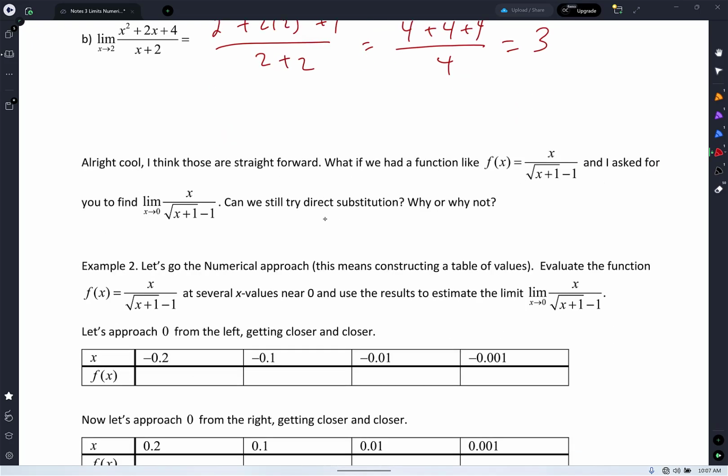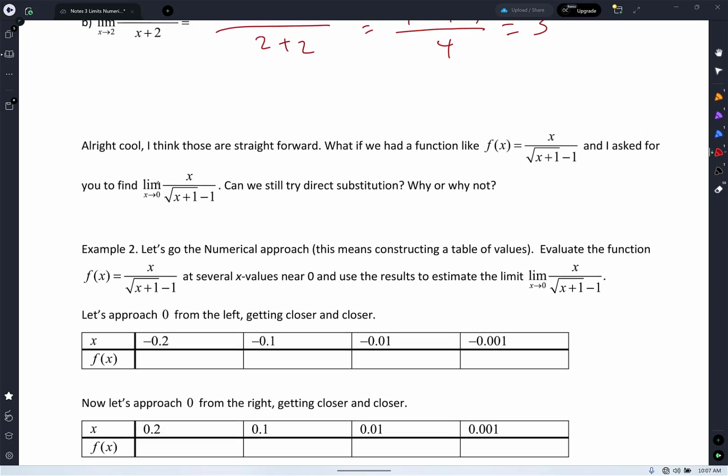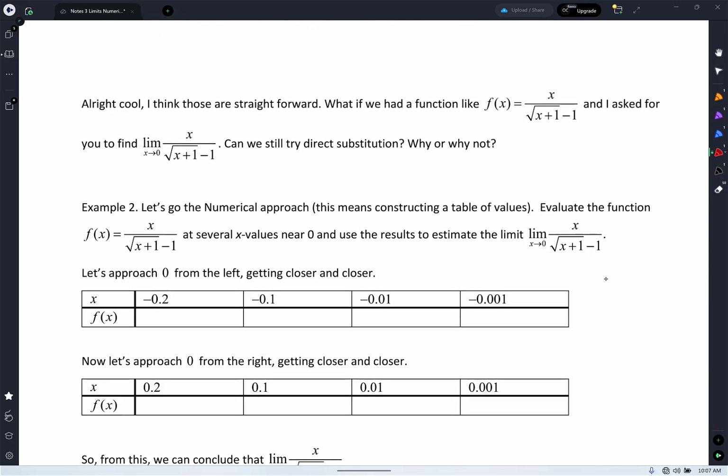What if we have a function like this, and they ask you to find the limit as x approaches 0? Can we do direct substitution with this? Well, if you try direct substitution, look what happens. You get 0 over square root of 1 minus 1, 0 over 0. By the way, 0 over 0 is not a thing, but for now, we'll go ahead and allow it, because we're rookies. You can't say, oh, that's a 1 because you got something over something. No. So we cannot do direct substitution. So put in there, we can't do direct sub. So what are we going to do?